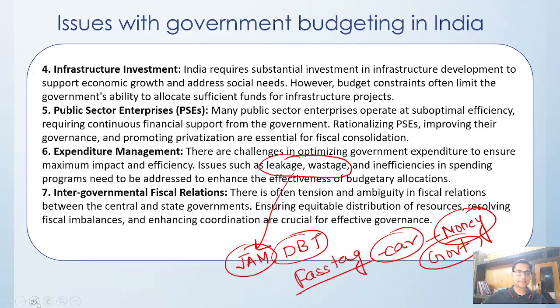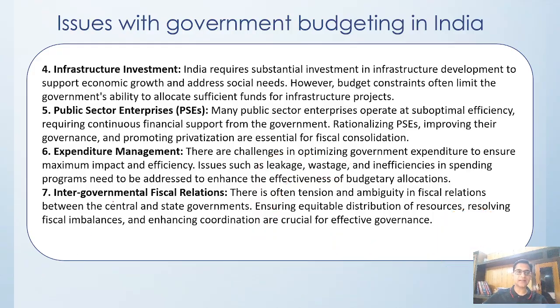Then there is another issue between the central government and the state government. Always a fight happens between them, like how much resources the state government will be getting, how much the central government will be getting. So there is a lot of ambiguity in this fiscal relationship.